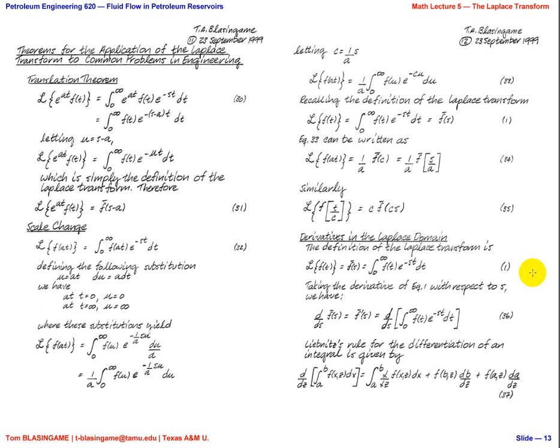There are so many properties here, like 3 or 4 examples. The scale change: if every t is multiplied by a constant, you divide the function and substitute everywhere S is supposed to be by s over the constant. Here is the derivative of the function with respect to s.